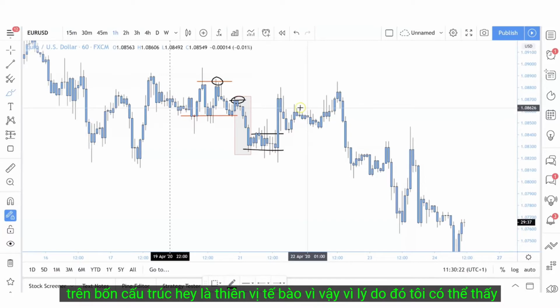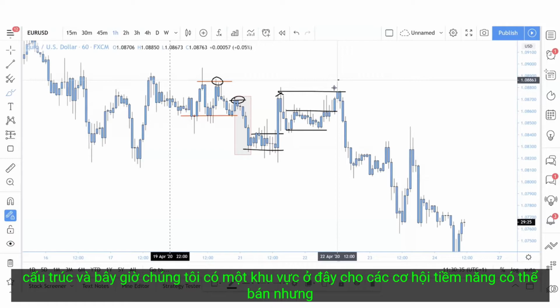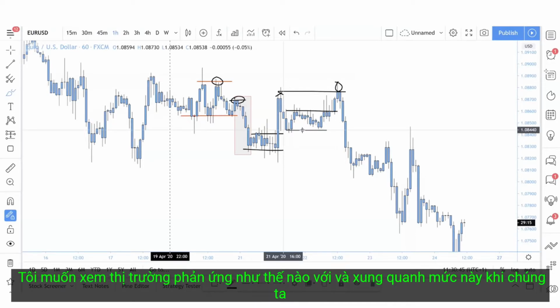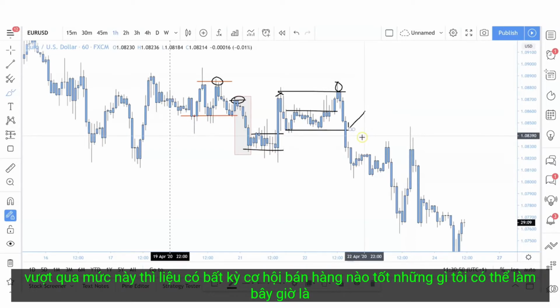So for that reason, I can see a higher high here in the market. I can see that price never made a lower low. We started to enter a range again. Then we had a breakout, a retest of the previous structure. And now we have an area here for potential sellable opportunities. But the only thing is at this stage, the market structure is too bullish. So what I want to see is how the market reacts in and around this level. Once we break this level, are there any selling opportunities?